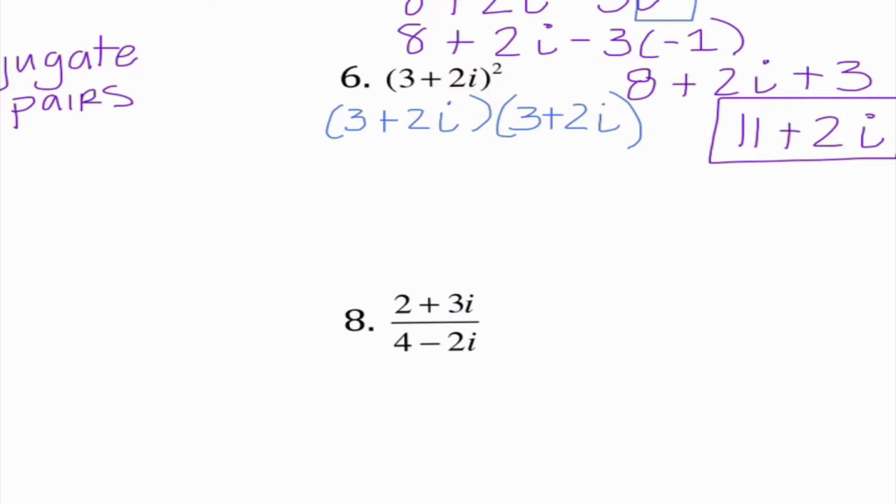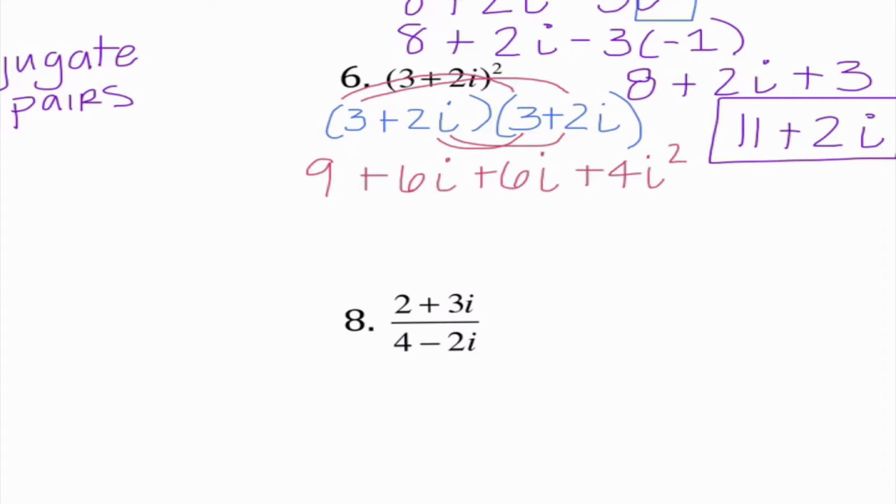So when I'm FOILing this, 3 times 3 is 9. 3 times 2i is 6i. 2i times 3 is 6i. And 2i times 2i is 4i squared.